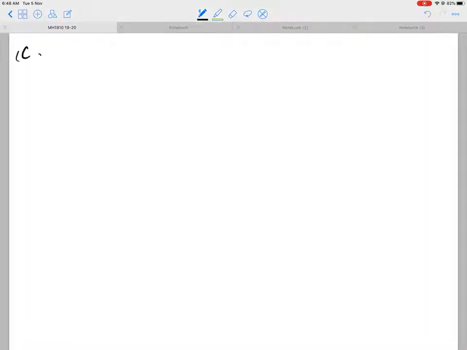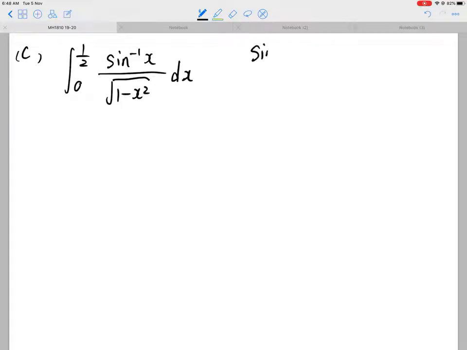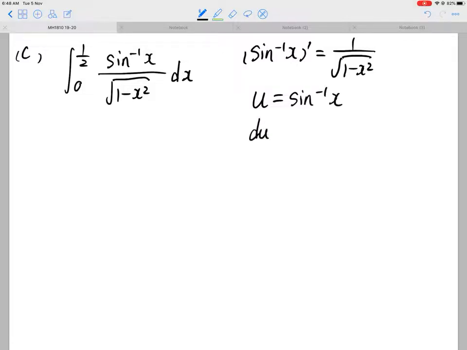Part C. So now it's a definite integration from 0 to half, right, of 1 over square root of 1 minus x squared. So again, the sine inverse x derivative is given, right? It's 1 over square root of 1 minus x squared, which means you can let your u be sine inverse x. du over dx is this. Okay, du is this.